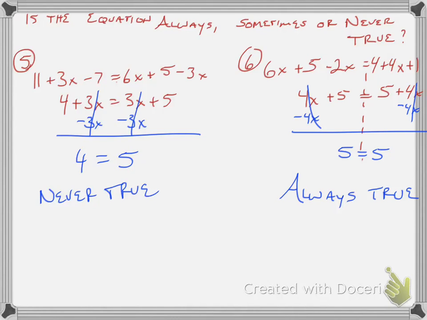And the sometimes true is what all the other equations have been like. When you're left with an answer, x is equal to 5, x is equal to 6, x is equal to 2, whatever, that's when it's sometimes true. If you do get a solution for it, that's the sometimes.